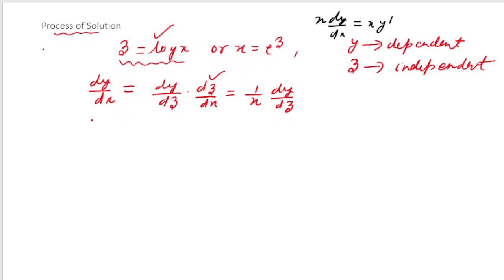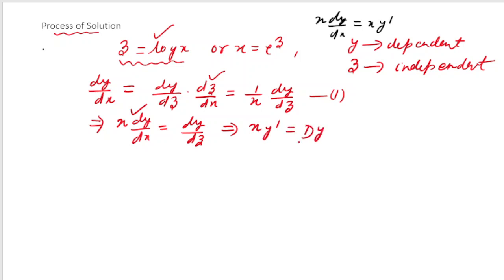So dy by dx is equal to 1 by x dy by dz. Now you can see that this expression, if I call it equation number 1, and I multiply by x on the left hand side, I will get x dy by dx is equal to dy by dz. So basically, whenever we have the expression x y dash or x dy by dx, I will replace it by Dy. This D that I have used now stands for d by dz, because the new independent variable is the variable z.